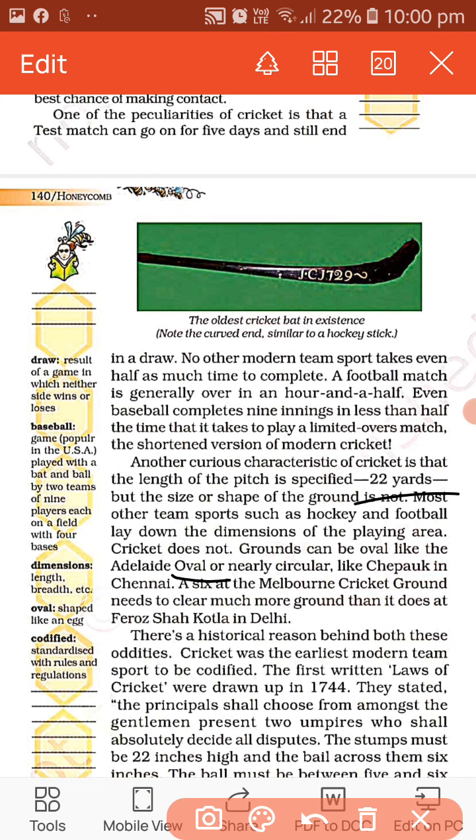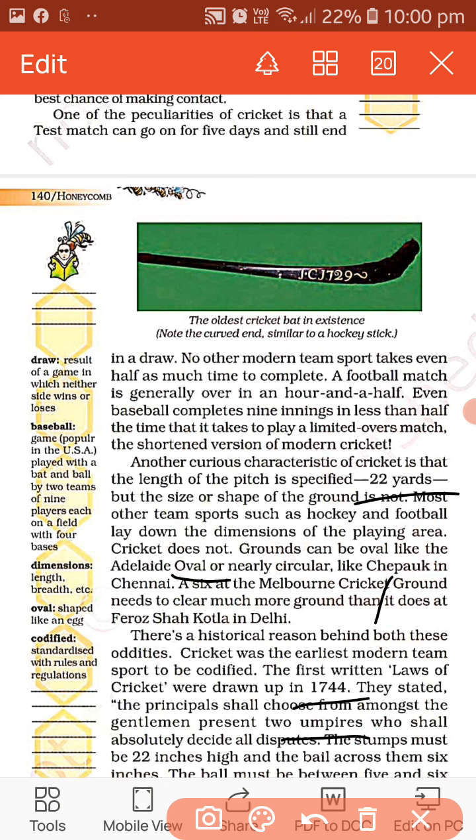Let's learn about the rules of cricket, children. The rules of cricket were first written around 1744. In the year 1744 the rules were written, and they gave the two umpires the power to resolve any dispute. If there was any dispute, it was solved by the two umpires.